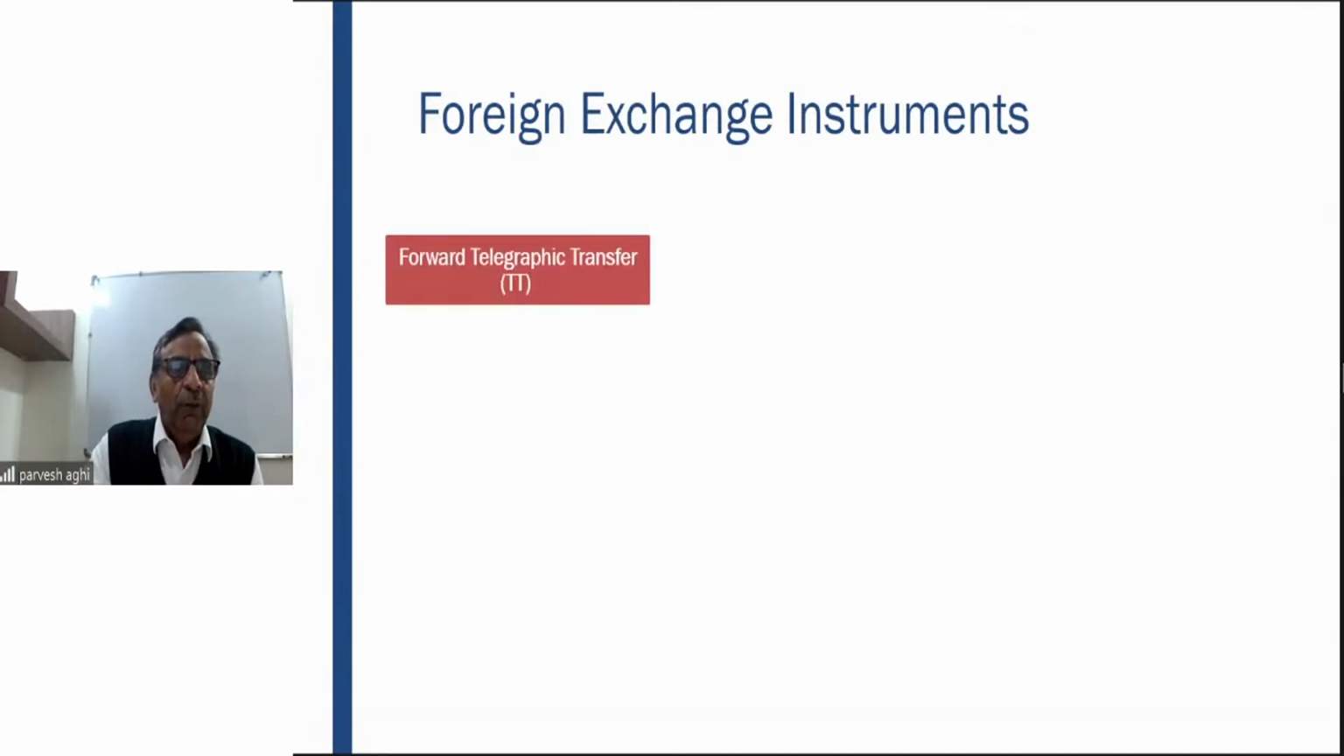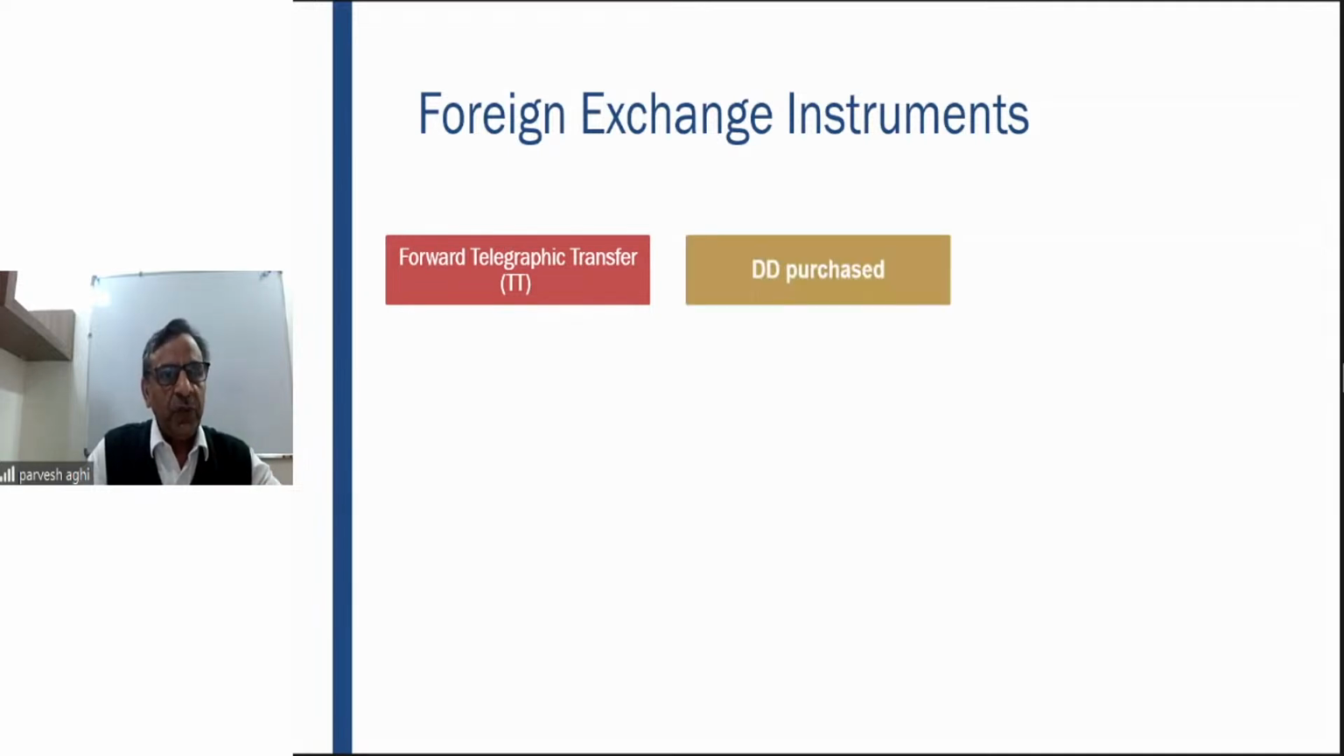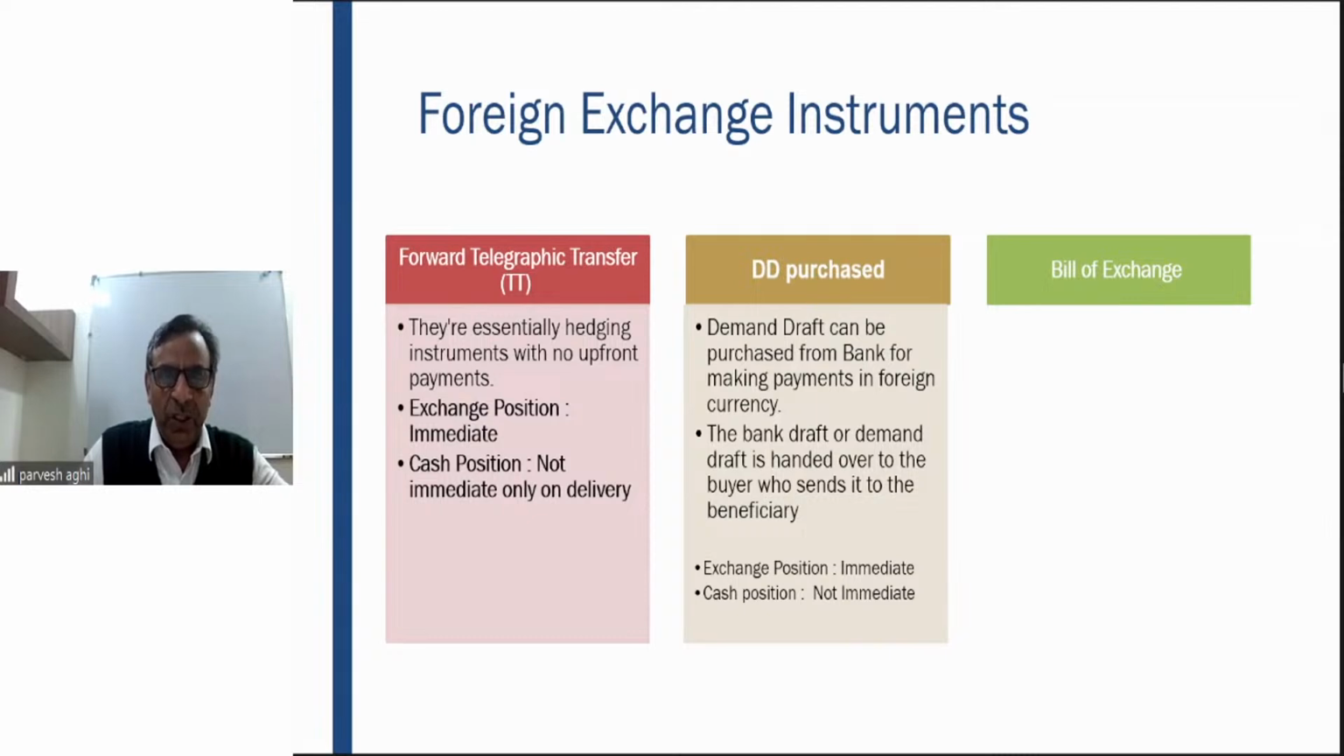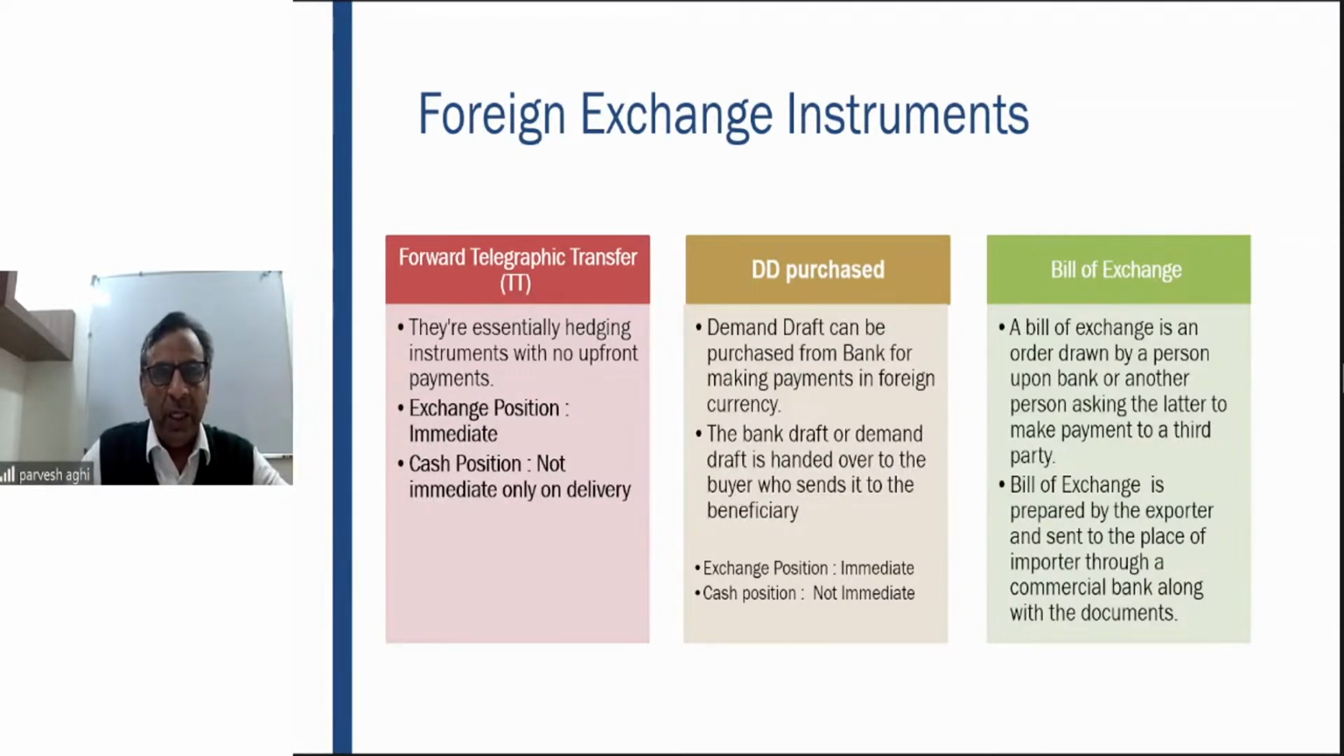So similarly, foreign telegraphic transfer, forward telegraphic transfer. That means you're not making the transfer now, and somebody says make a telegraphic transfer after a month. So here also your exchange position is immediate, and the cash position is only at the time of delivery. DD purchase, similarly, exchange position immediate, cash position not immediate. Bill of exchange, again it will take time, so exchange position will be immediate and cash position not immediate.